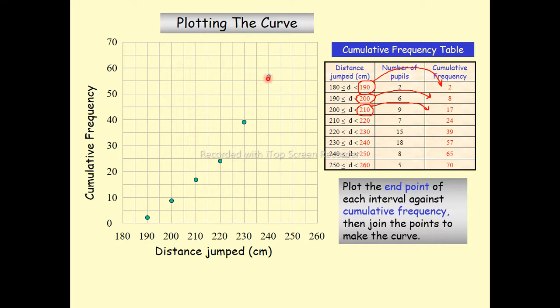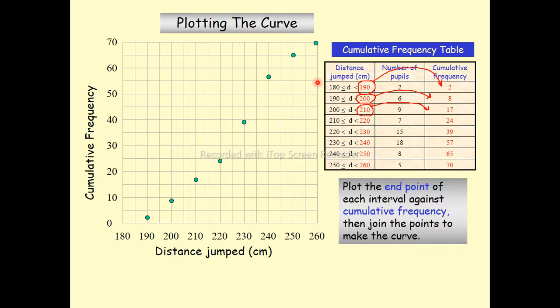That's 57. And then we have 250 and 65. So 250, go all the way up to 65. And then finally, 260 and 70, all the way up there. Good. Now we draw our curve.